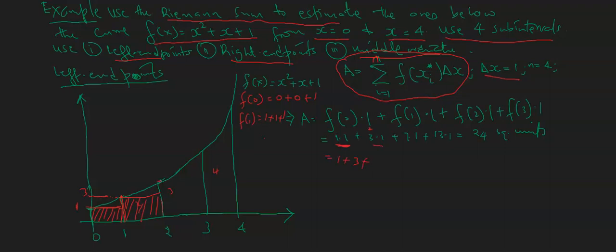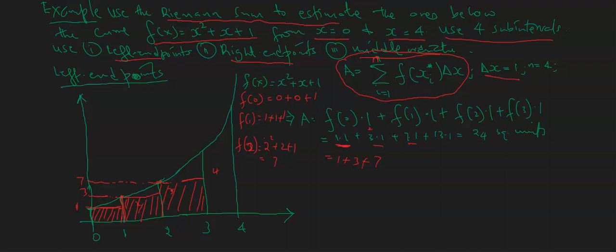For the next subinterval, the left endpoint is at x equals 2. So we have this rectangle with the height f of 2. You replace x with 2: 2 squared plus 2 plus 1, and this will give you 7. So the height of this rectangle is 7, and 7 times 1 gives us 7.